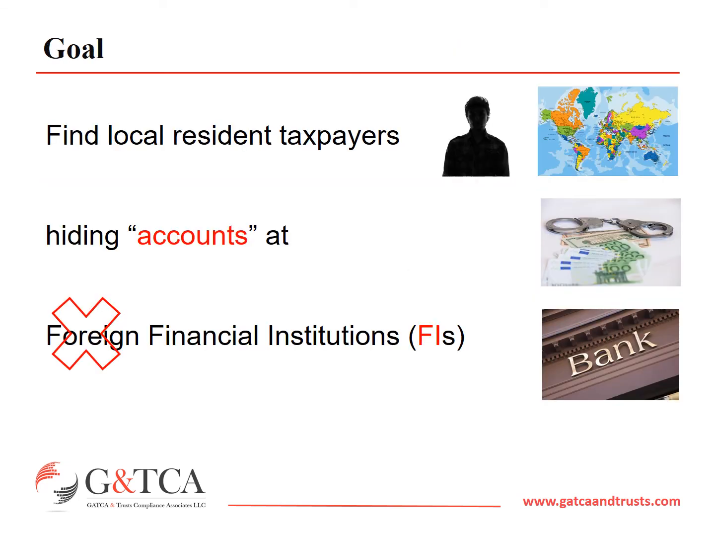In many respects, CRS is a mirror image of FATCA, and in particular the Model 1 IGAs. The goal of CRS is to find local resident taxpayers who are hiding their accounts in overseas financial institutions. You'll see the big X on this slide through the word foreign. That is because foreign is a FATCA-specific term and means non-US. Under CRS, the foreign is often dropped from the acronyms, so instead of referring to FFIs, CRS refers to FIs, which is short for just financial institutions.